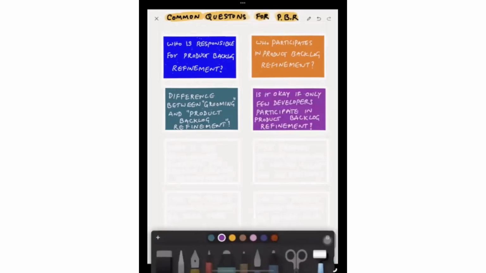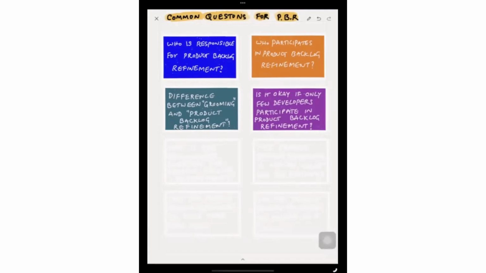Is it okay if only a few developers participate in product backlog refinement? My recommendation will be no. The reasons: let's imagine 8 developers plus a product owner, so total roughly 10. If you allow only 2 to 3 people to attend the backlog refinement, obviously the remaining people will not have transparency. There is no clarity. And if these 2 people are absent in the next sprint, the remaining people don't know what was discussed in the backlog refinement. So, a knowledge gap and transparency issue.